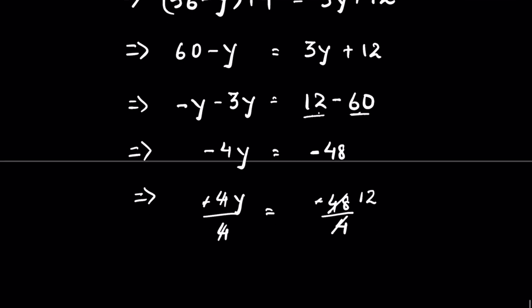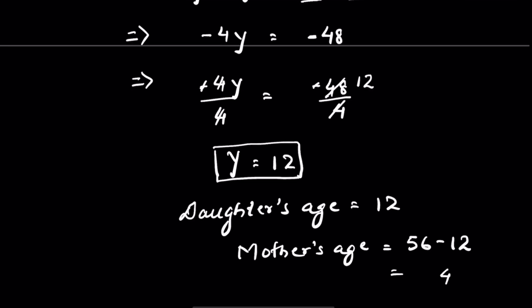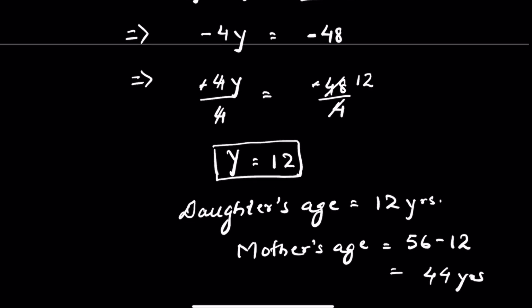So Y is equal to 12, and Y is the age of the daughter. So the mother's age will be 56 minus 12, because the sum of their ages was 56, so 44 years. So this is the age of the daughter, 12 years, and 44 years is the age of the mother.